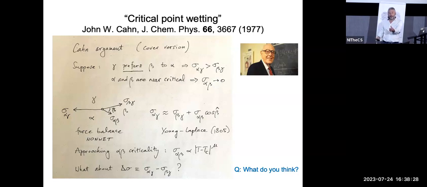Alpha is becoming identical to beta. And we're talking about the alpha-gamma and the beta-gamma interfacial tension. So what will the difference do? What do you propose? Yeah, go ahead. This one is vanishing, okay? And the alpha phase is becoming identical to the beta phase. And we're talking about their interfacial tension with gamma. So what do you propose for that difference? Go to zero. It goes to zero. It's a nice proposal.